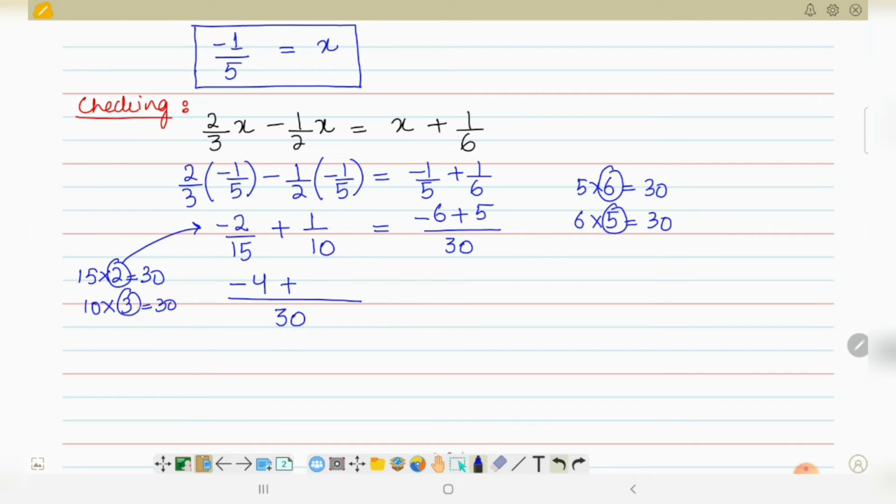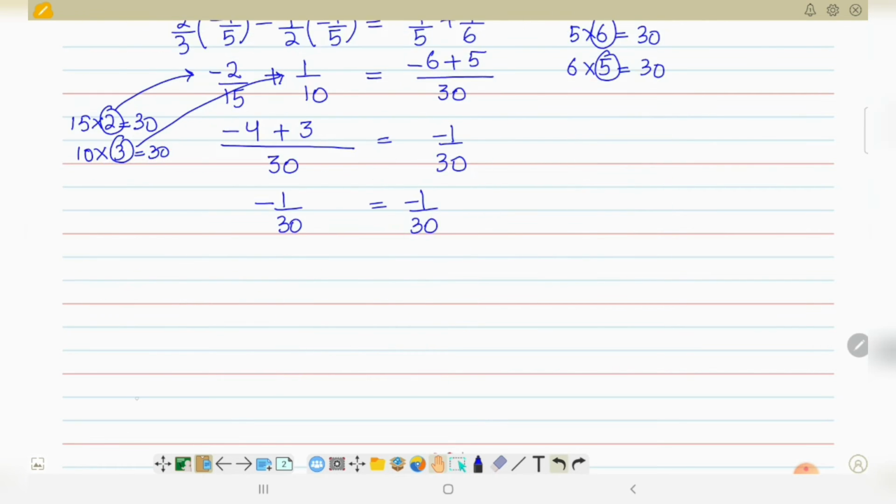So this 3 will get multiplied by this 1, so we'll get 3. Here we have minus 1 by 30. And from the left hand side, if you see, it is also minus 1 by 30. So we have left hand side equals to right hand side.